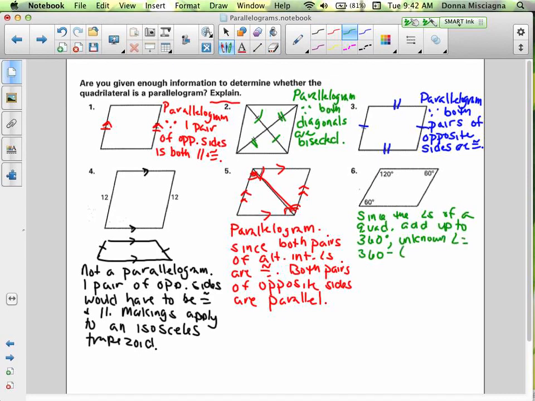So we have 60 plus 120. Right, so 60 plus 60 is 120. 120 plus 120 is 240. So the unknown angle equals 360 minus 240, which is 120.